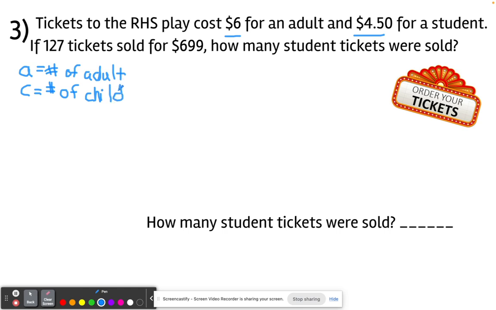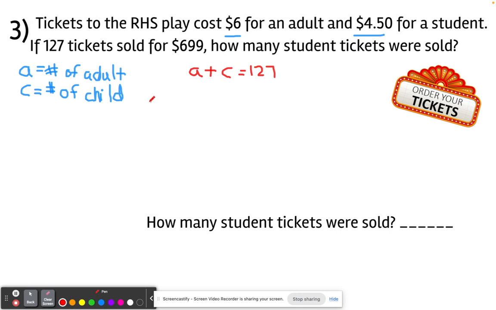So what do we know about our number of tickets? Well, we know that if we have both our adult and our student tickets added together, it's 127 tickets. So adult plus child tickets, the number of each, has to equal 127. Not $127, 127 tickets, not dollars.